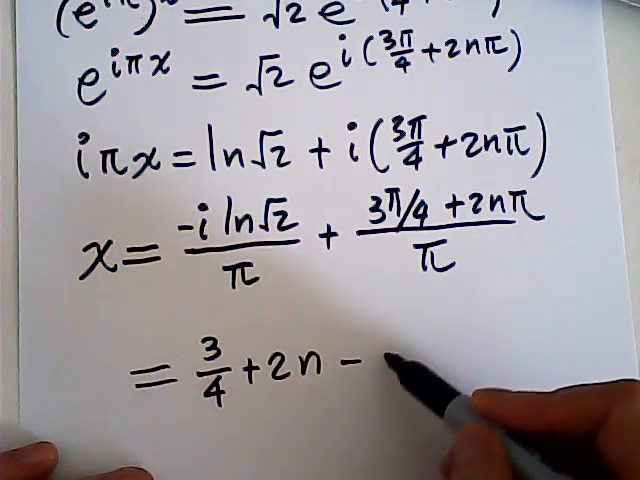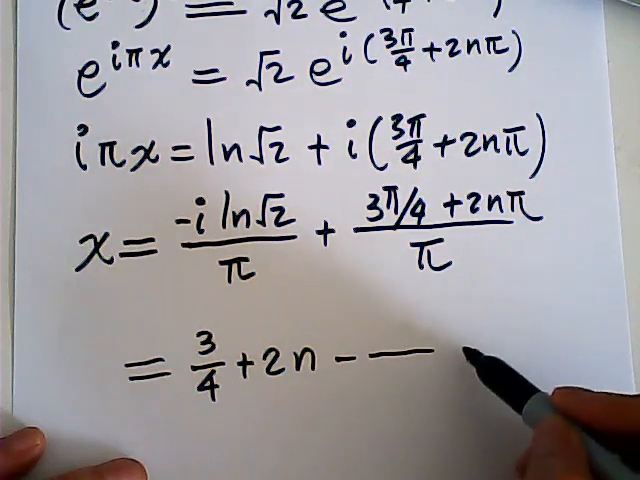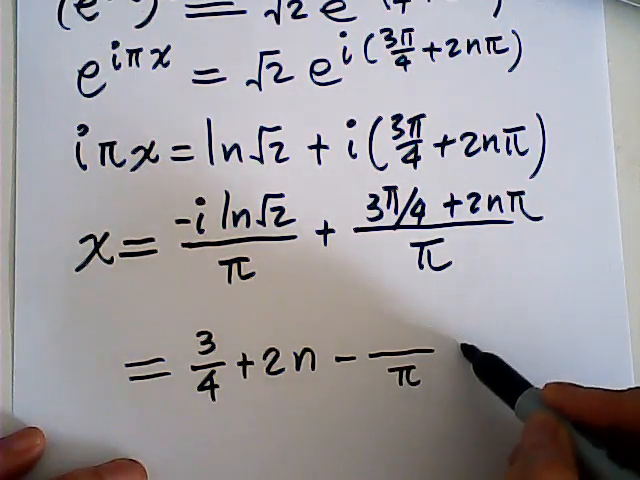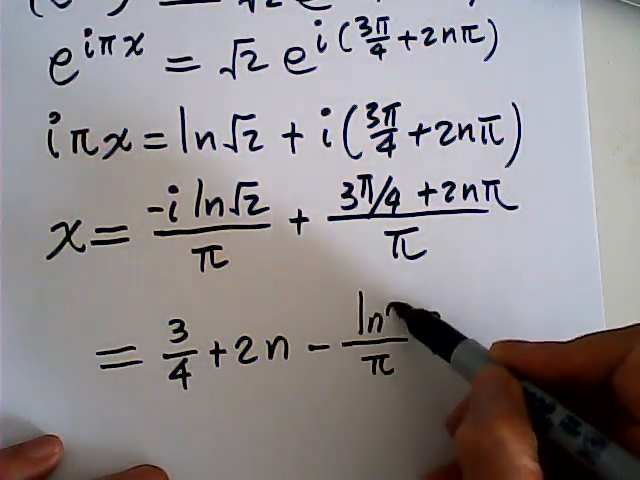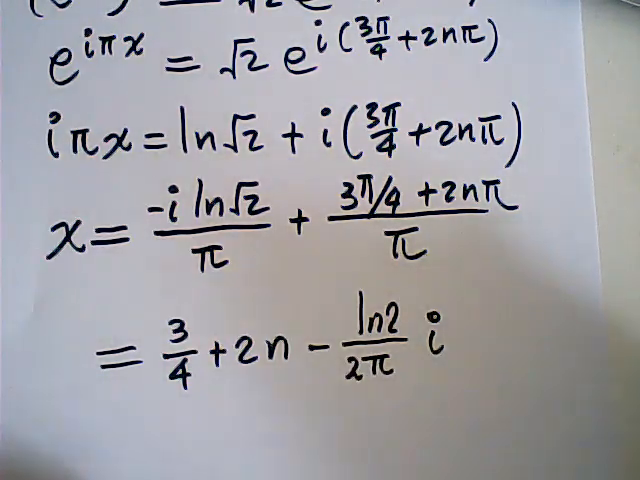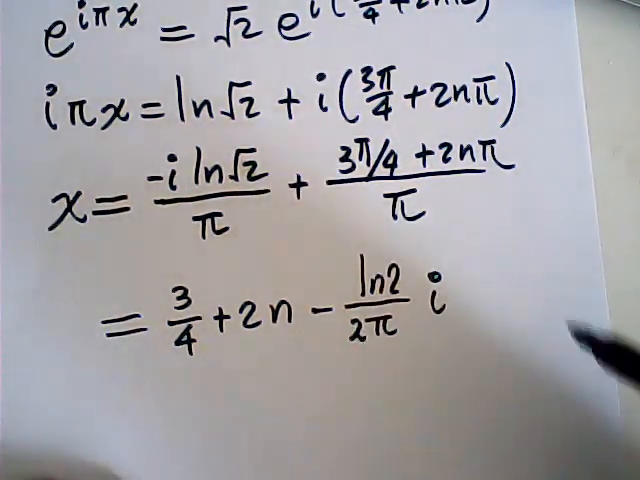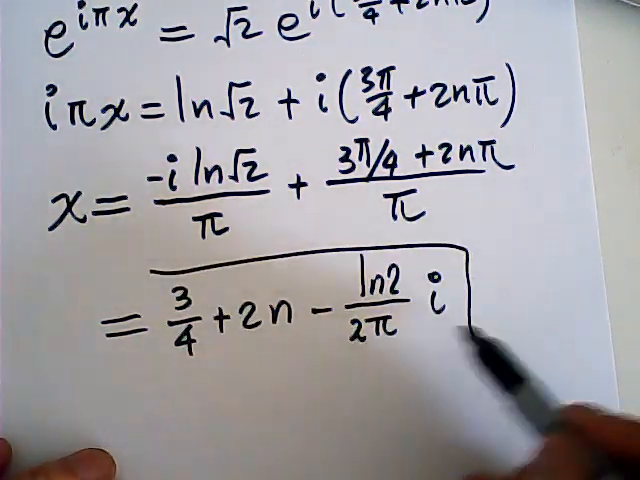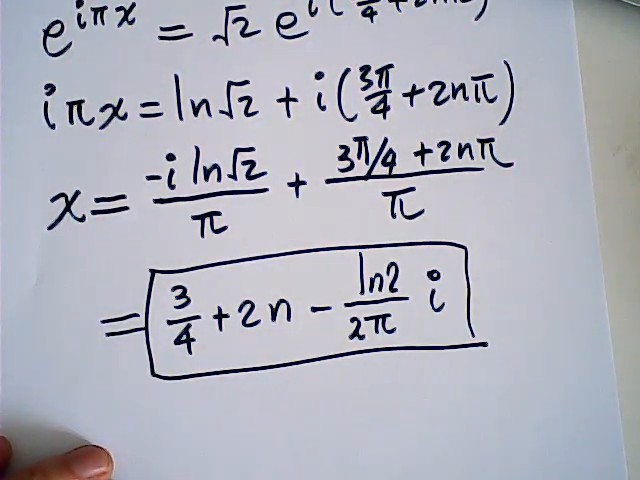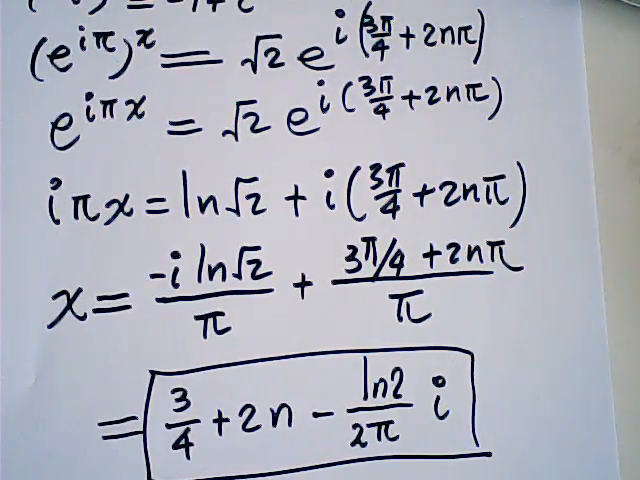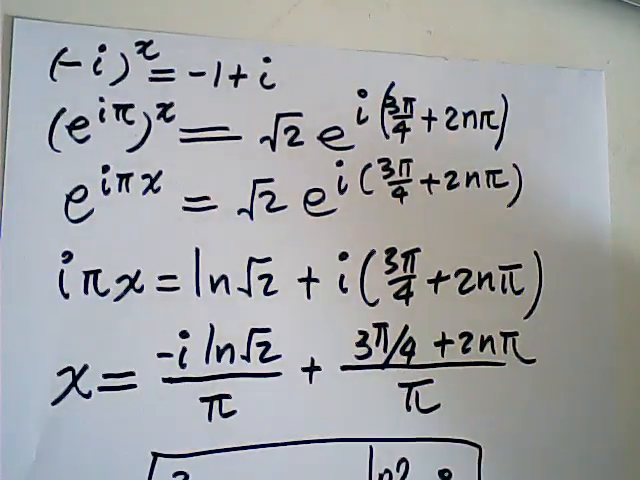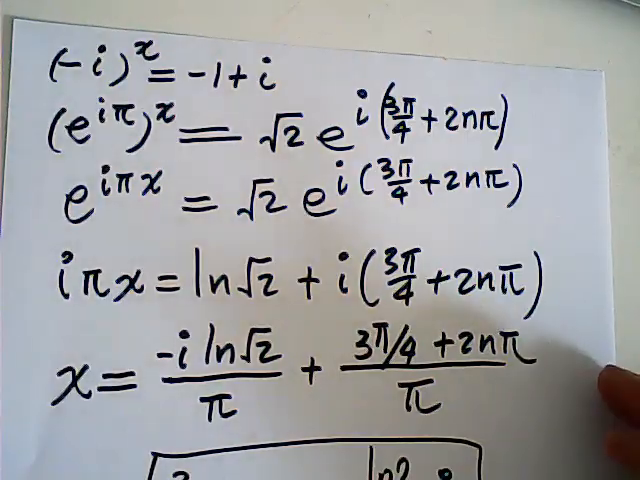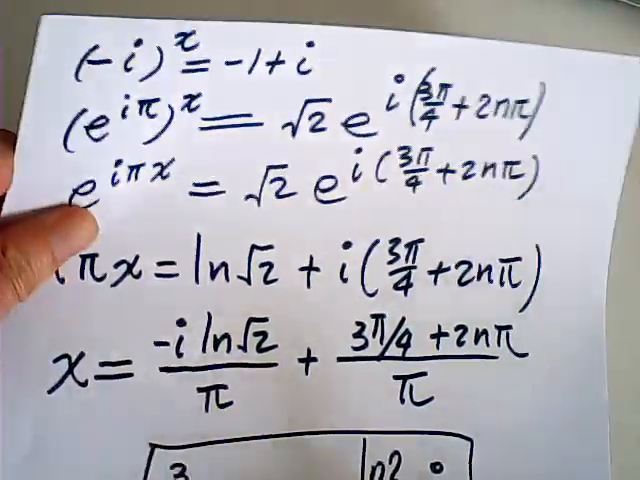And minus i over pi, log square root 2, which could be written as 1/2 log of 2, right? Because we don't like irrational numbers, you know. So that is our result for x. Okay. It's a nice question and a nice solution, a nice way of getting it. Okay, that is the first part.